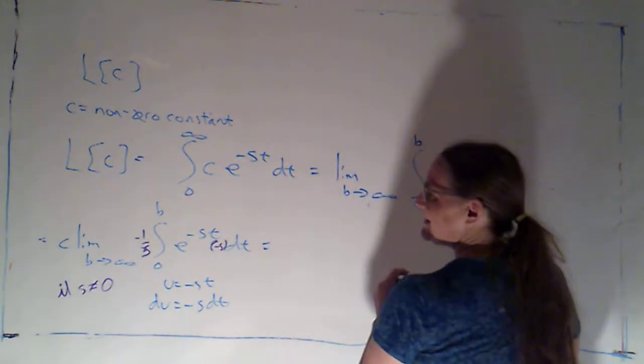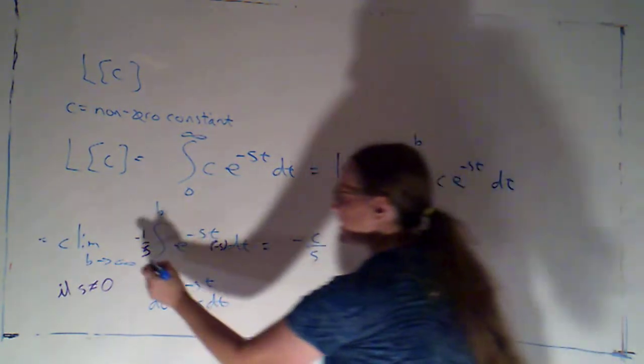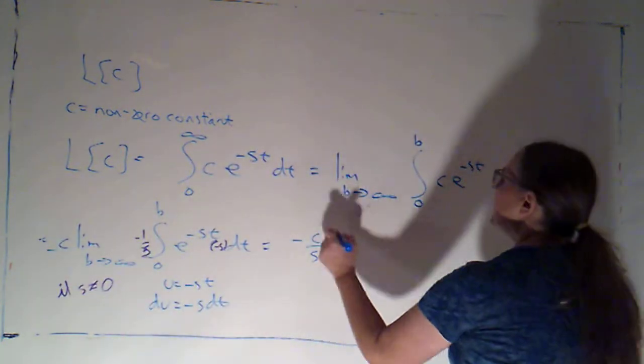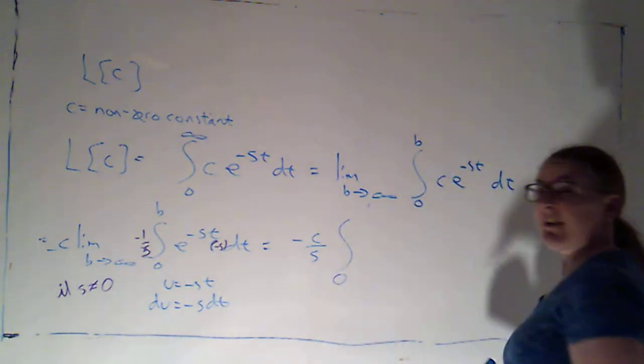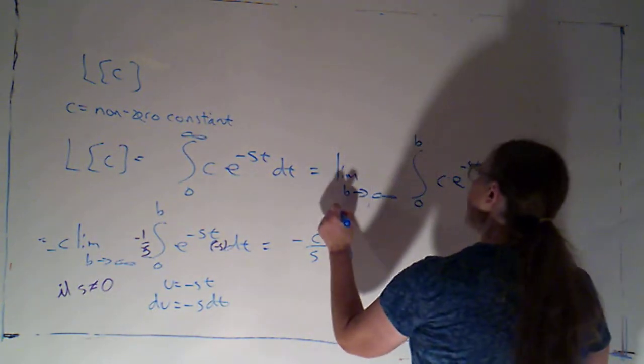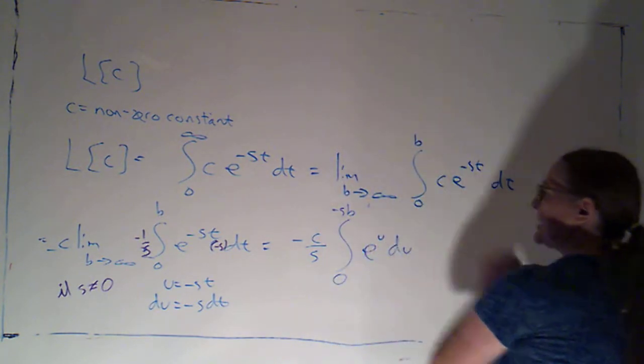So this is going to equal negative c over s. I'm just going to combine those constants. The integral from the u value at 0, negative s times 0 is still 0, to the u value at b, which would be negative s times b, of e to the u du.